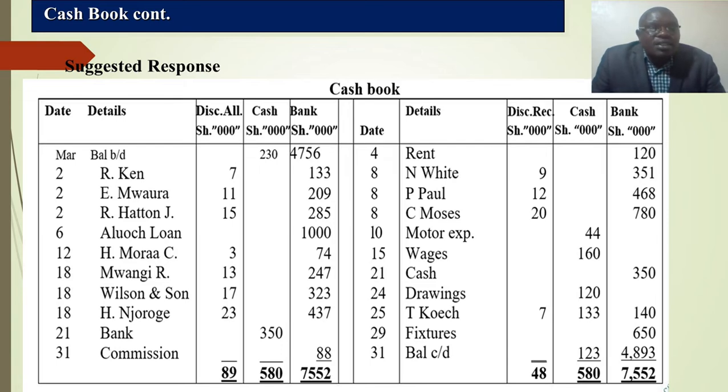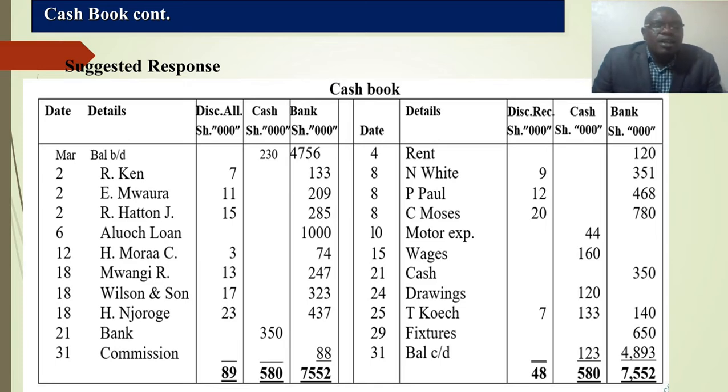But for cash and bank, when now you find the totals, you will realize that the debit side is bigger than the credit side. For cash, it is bigger by 123,000, meaning if you went to that business, you will find 123,000 Kenya shillings at the cash till. You will count. And if you went to the bank, you will find 4,893,000 Kenya shillings belonging to that business.